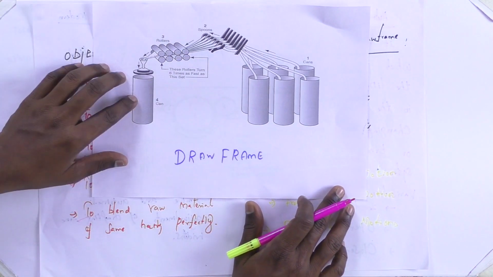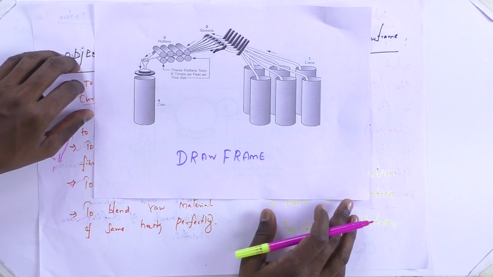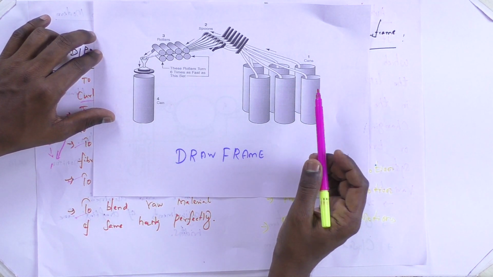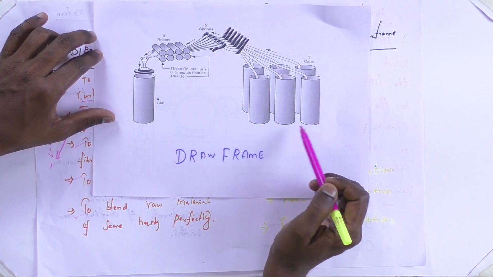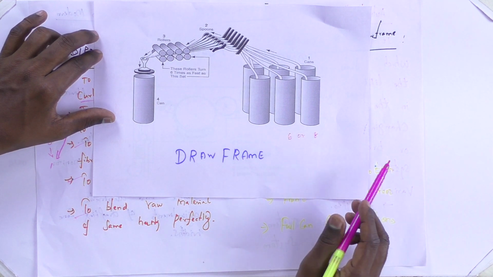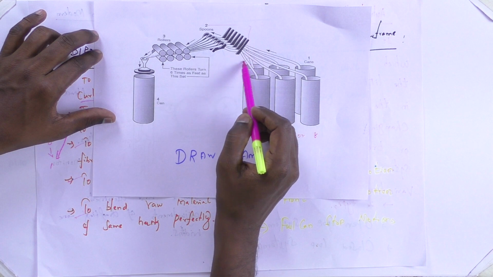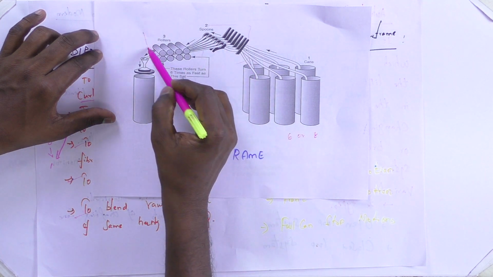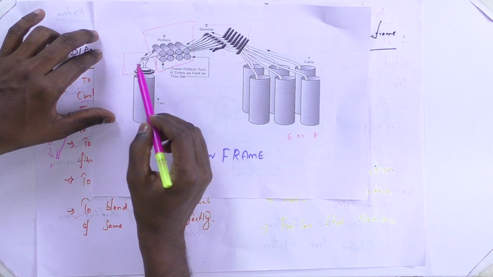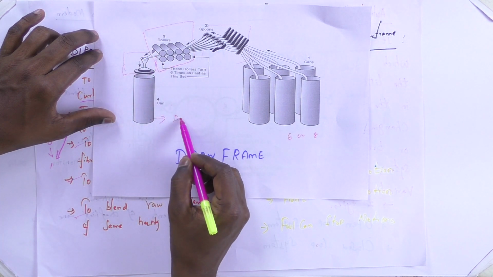This diagram explains the draw frame process. So the parts of the draw frame: these are the cans. We can use 6 or 8 cans. This is the cleaning area. This is the drafting zone. This is the delivery unit. This is the delivery can.